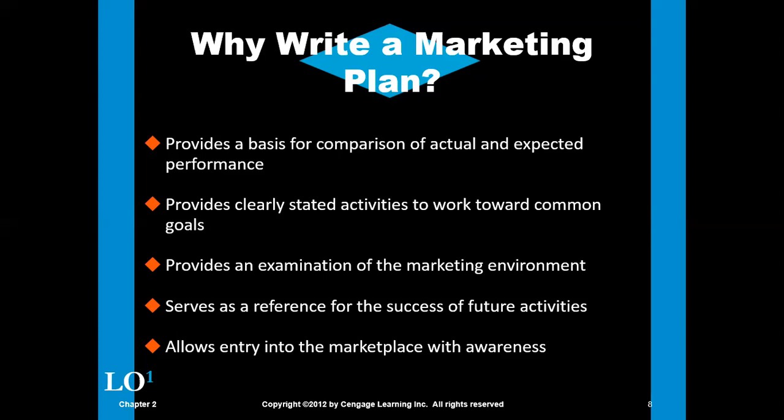Number two, it provides clearly stated activities to work toward common goals. So as I told you, the marketing department will have a major link with the production department, the finance department, and the procurement department, as well as the quality management or quality improvement cell. So all those departments will have a cross-sectional link with each other, where multidisciplinary problems will be solved on a daily or weekly or even sometimes hourly level. So you have to understand that there must be a common goal which is presented in the marketing plan, which directly relates it to the organizational mission.